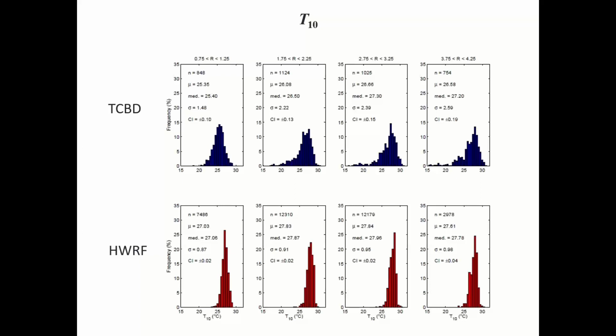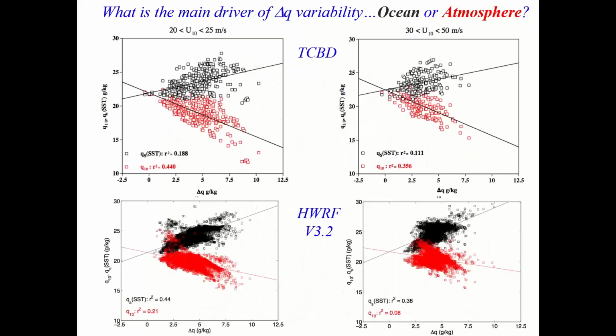By the way, each one from the left is closest to the storm, and as you go to the right, it's farther from the storm, so that's radially binned. But you can see that it's a different way to display what I just showed before, and same thing with Q.